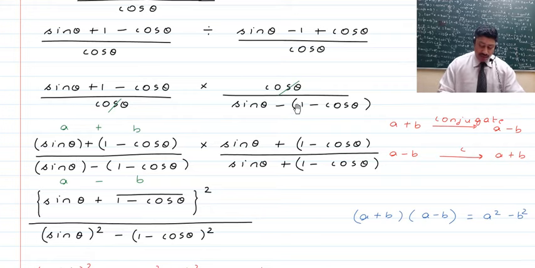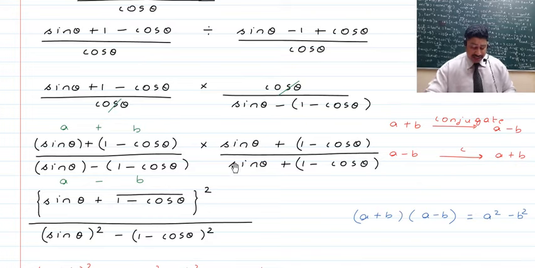Now if you talk about what we have in the denominator, what we can do here is take the minus sign common outside from the next two terms. As such, we will have sine theta minus times 1 minus cos theta. Now as you can see, you have something like a plus b, where a is sine theta and b is 1 minus cos theta, and in the denominator you have a minus b, that is sine theta again being a and 1 minus cos theta being b.